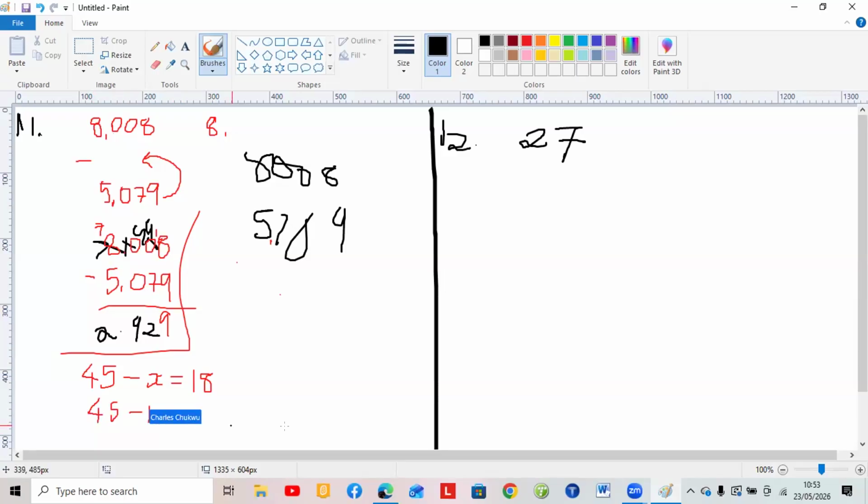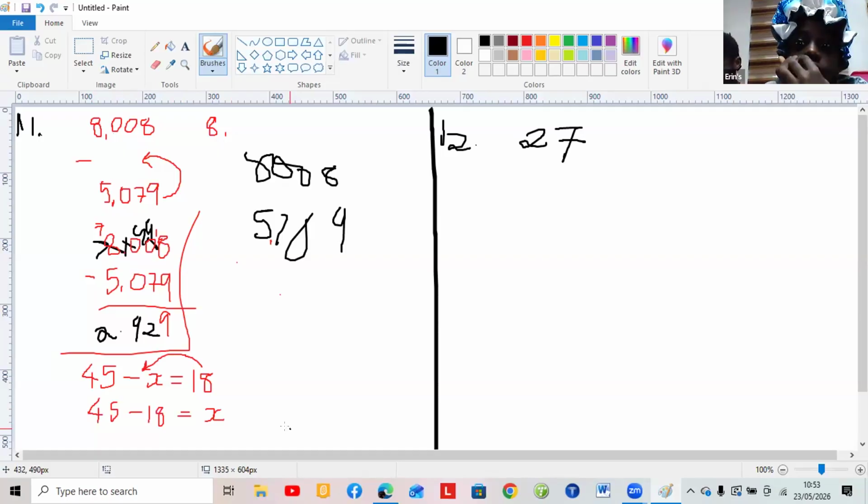Oh, okay. Let me help you. Now, please, let's remove any confusion. By the time 18 comes to this side, what will it become? Minus or plus? Favor, will it become minus or plus? He's not talking again. Favor, talk to me now. Will it become minus or plus? Minus.